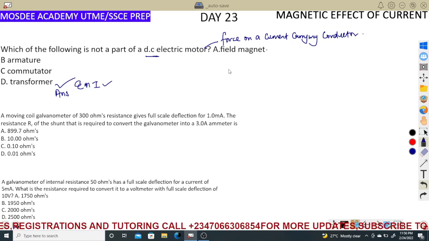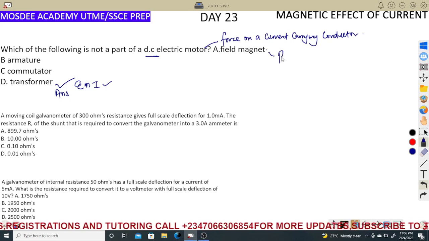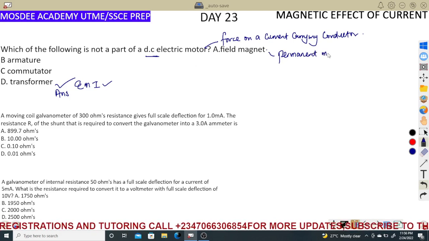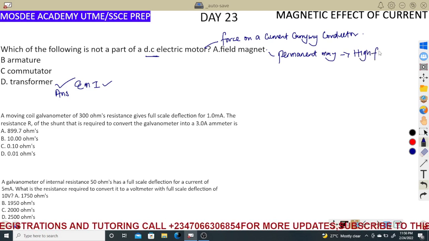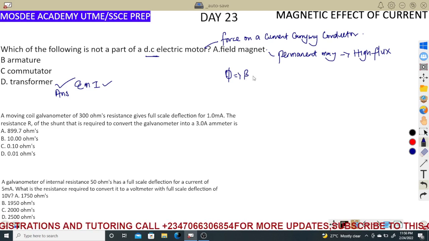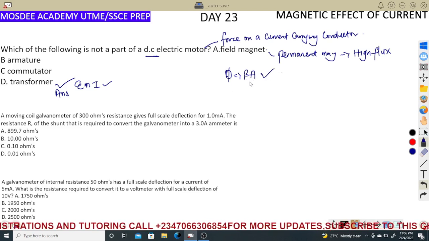So we use a permanent magnet to have high magnetic flux. I told you when I was doing current sensitivity, to generate high flux. Flux of magnetic field is written as what? The magnetic field multiplied by its area. So note that, for those of you who don't know.